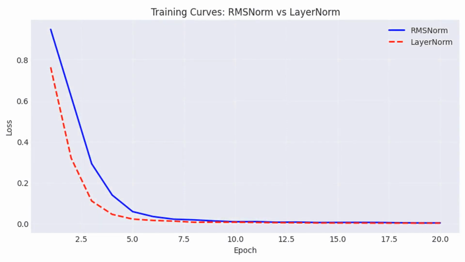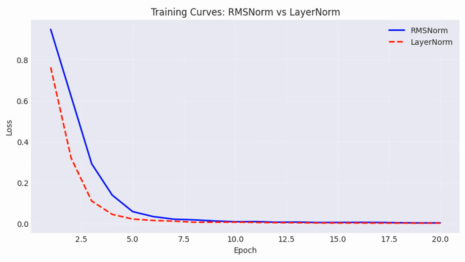The training curves reveal interesting insights. Both RMSNorm and LayerNorm successfully learned the patterns, with loss decreasing significantly from the initial values. The curves are quite similar, showing that RMSNorm achieves comparable training dynamics to LayerNorm. In some epochs, RMSNorm even shows slightly better loss values.